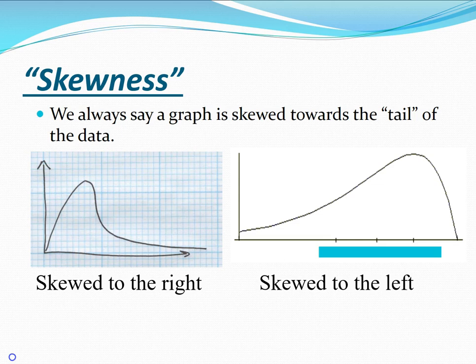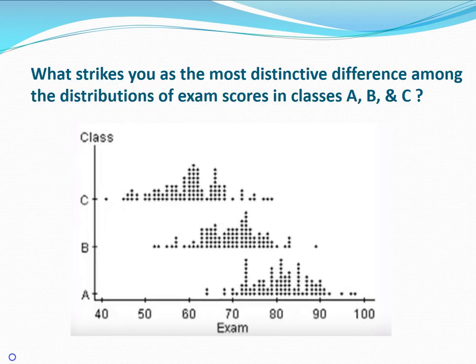We're going to ask you to use these words, so you're going to be familiar with these different types of words. One of the most common things you're asked to do is to compare distributions. If I give you a set of dot plots, or a dot plot like this one, this is 3 different dot plots with 3 different classes, A, B, C.